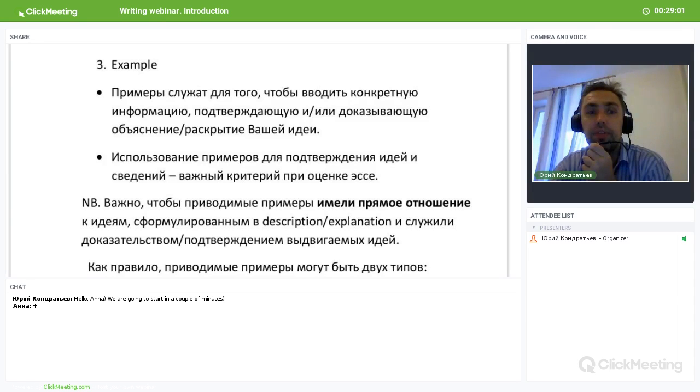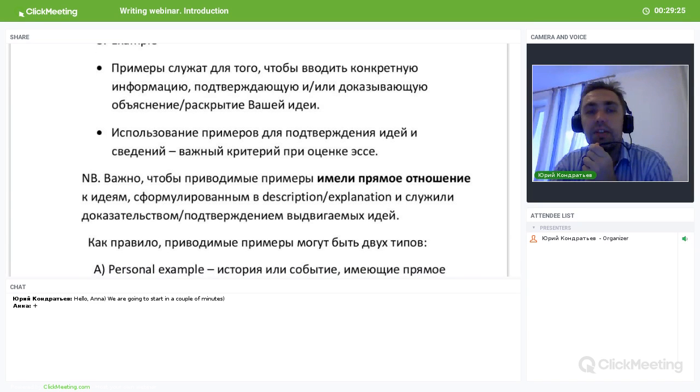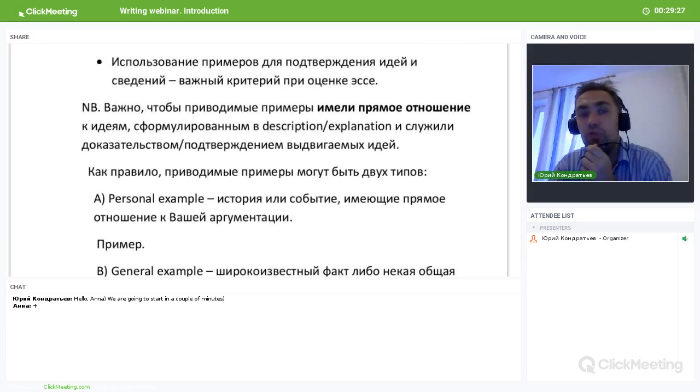And then comes the example. So it introduces specific information that proves what you have written. It's very important to use examples when you write essays, and they should have direct relation to what you are writing. They should be directly related. Yes, and they should be a proof of the ideas that you're developing.